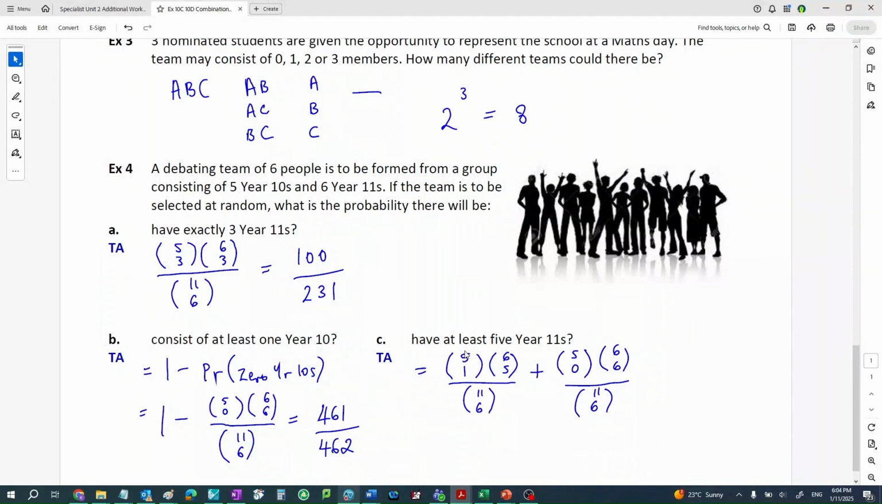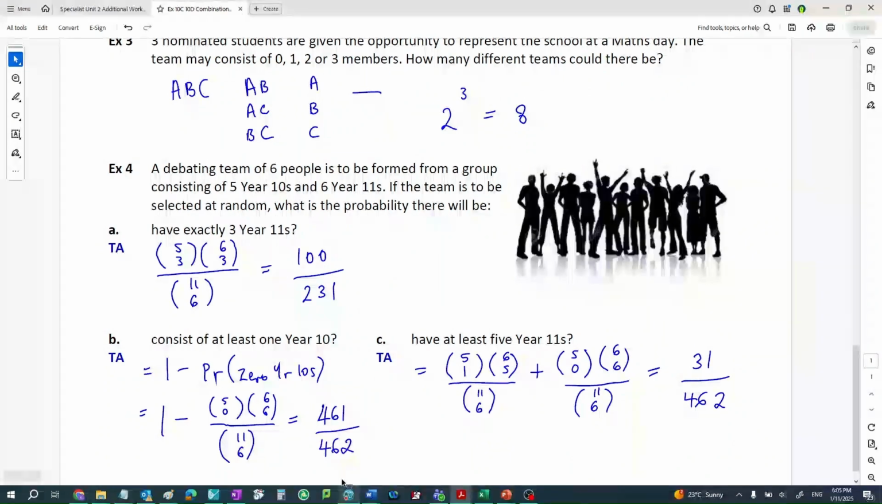Now while I'm here, if I have 5 people and I want to choose 1 of them, there's 5 different people, so this is just 5. And if I have 6 people and I want to choose 5 of them, there's 6 different ways I could do that. So on top here, we've actually just got 5 times 6. This is going to be 30, and then this is going to be 1. So in fact, our answer is going to be 31 over 462.